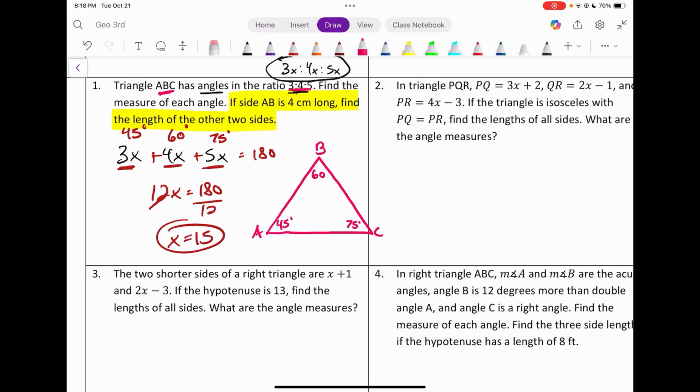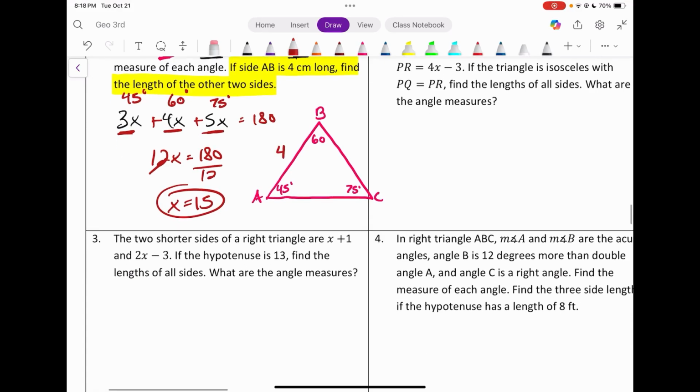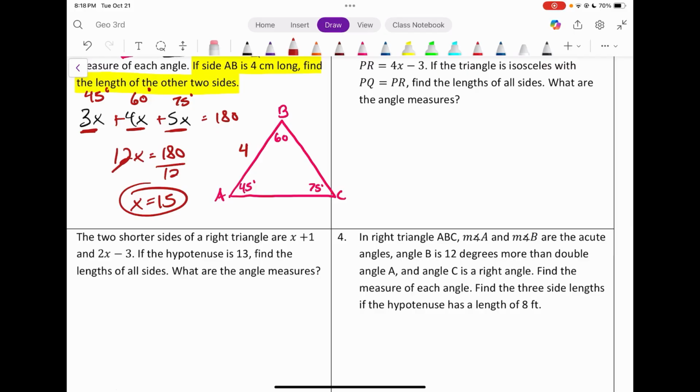It says if side AB is 4 centimeters long, it asks for the length of the other two sides. Now, again, the rest of this is old material. This goes back to previous scales. So the way we solve this would be a law of sines. I'm going to go ahead and put my x value there. And just to remind you, the law of sines says the sine of 75 over the side across from it is equal to the sine of 45 over the side across from it.